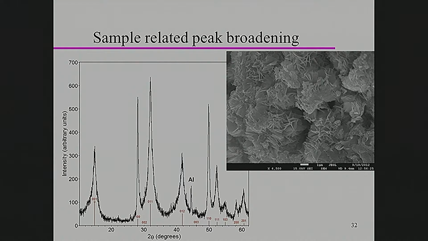Turns out that this sample grows little platelets. It's hexagonal, and the short direction of these platelets is along the c-axis. So anything that has an L contribution gives you broad peaks. Anything that doesn't have an L contribution gives you sharper peaks. You could see that in your data. Beware.